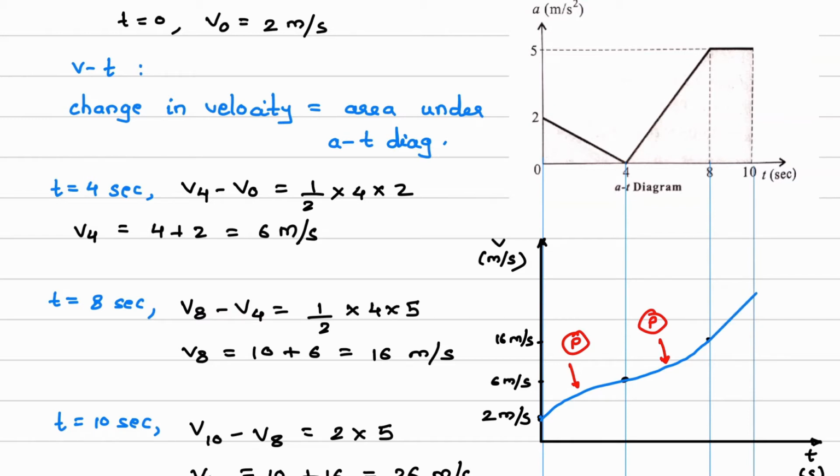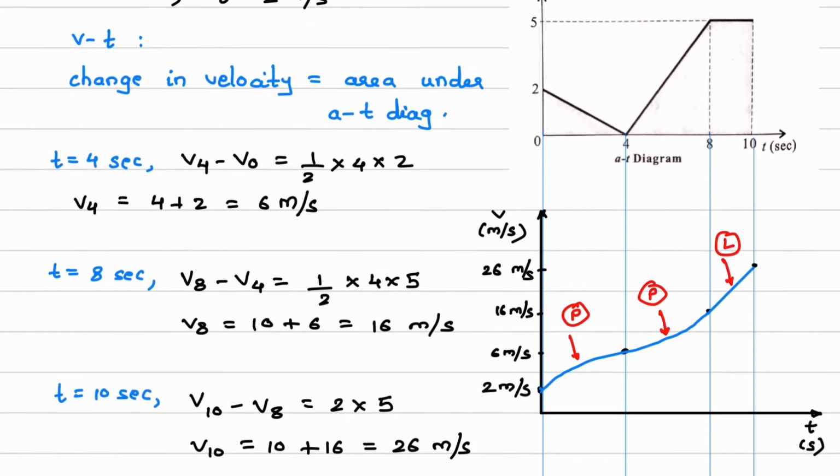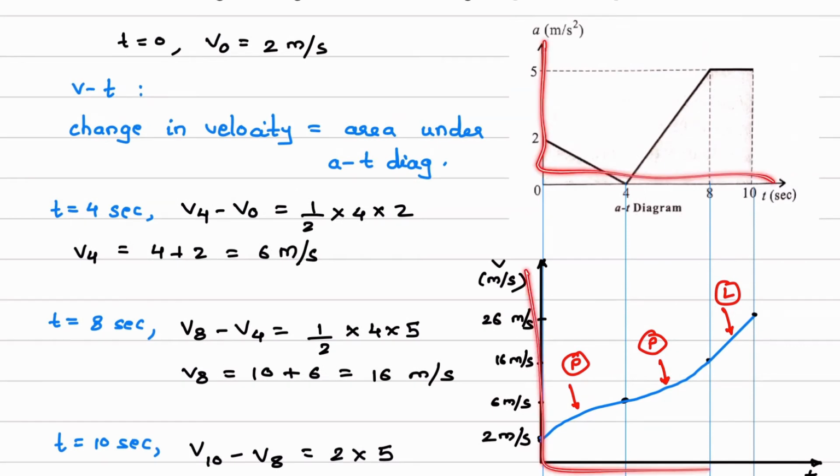And this point, what is the value which we calculated? V10, it is 26 meter per second. Since the acceleration is constant and we have already said that the slope is constant, it will be linear. Okay, so we have completed the v-t diagram. Based on the a-t diagram, we have drawn the v-t diagram.